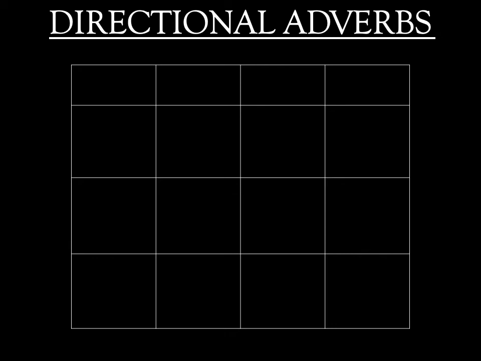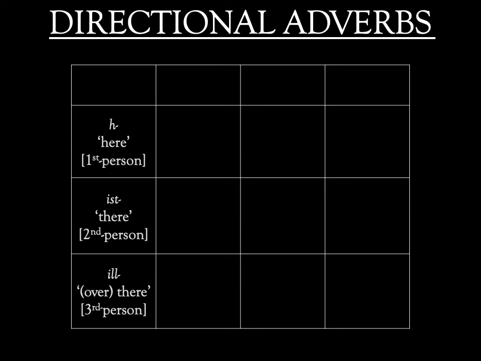We turn now from nouns to non-nouns that describe place or direction, called directional adverbs. We'll organize these directional adverbs in a chart. With 3 rows for 3 locations, which should be familiar from personal subjects and demonstrative pronouns, here, nearest the first-person speaker, the sound h. There, close to a second person or addressee, the sound ist. And farther or over there, not near to speaker or addressee, but near a notional third person, the sound il.